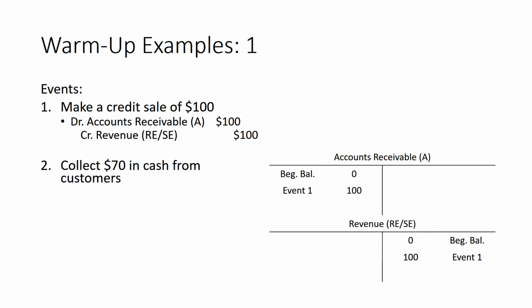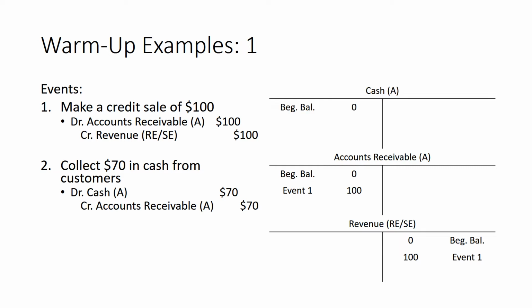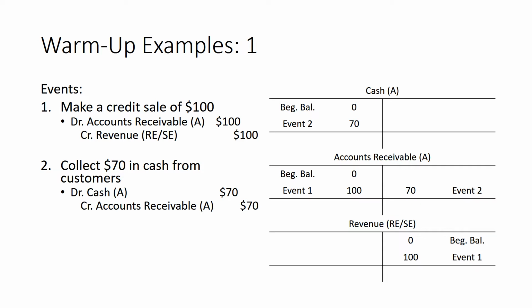Next, we think about event 2, which is a cash collection of $70 from the customers. Cash goes up, so we debit cash for $70, and we're no longer expecting to receive all the money from our customers, so we can credit our accounts receivable by $70. Now we can introduce our cash T account where the beginning balance is 0 on the left-hand side. We put $70 on the debit side of our cash T chart and $70 on the credit side of accounts receivable. That's all the transactions that we have, so now we can find the ending balance.